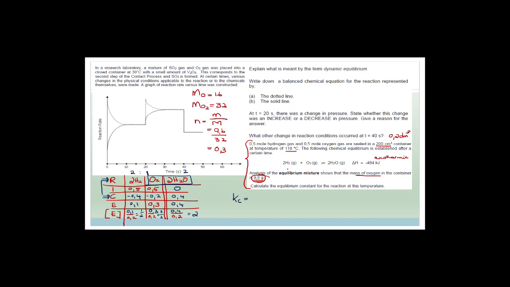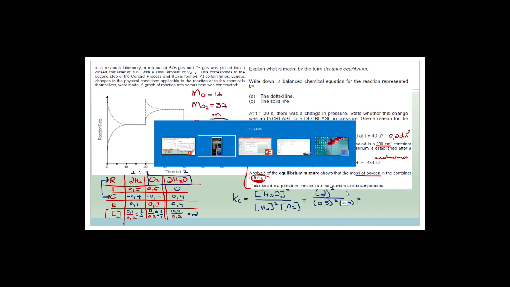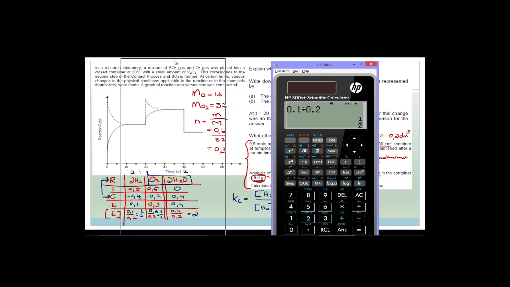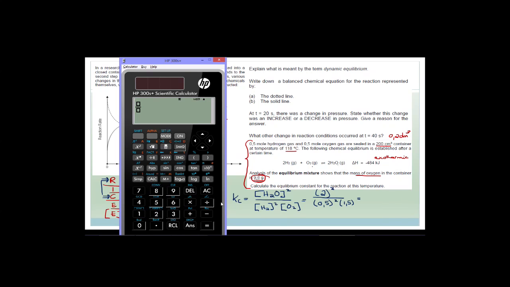So our Kc is, now first we check again, gas, gas, gas. Life is cool, we can include them all. It's always the product, so it's H2O squared over H2 squared O2. Then this is 2, so it's 2 squared all over 0.5 squared, multiplied by the oxygen, which is 1.5. Okay, so now we get 2 squared is 4 over 0.5 squared.